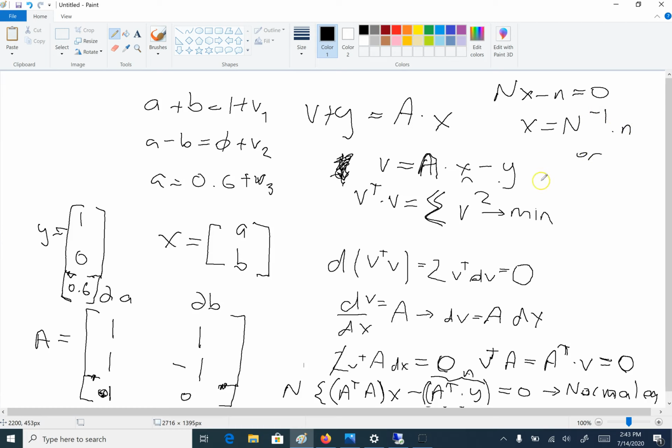Or A transpose A inverse times A transpose times Y is going to be our solution to our unknown quantities, or the adjusted unknown quantities. So this is going to be the adjusted value. It's not going to be a perfect fit, but this x adjusted value is going to minimize the sums of the squares of the residuals.